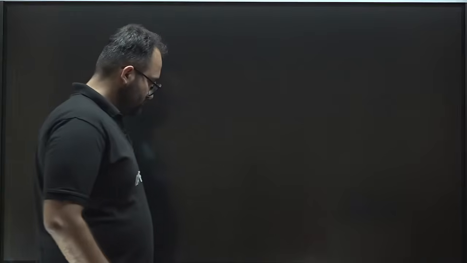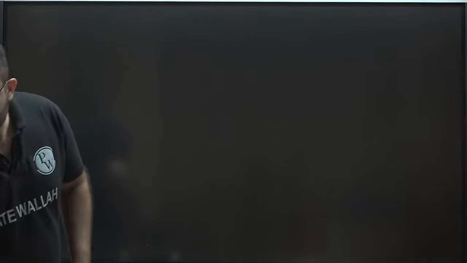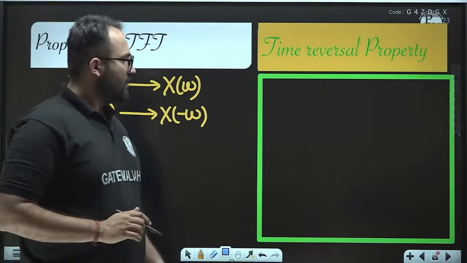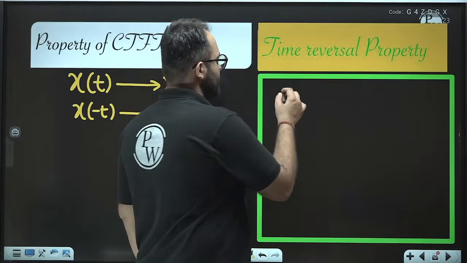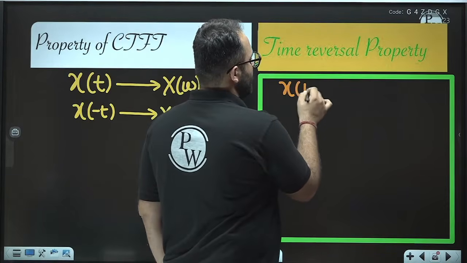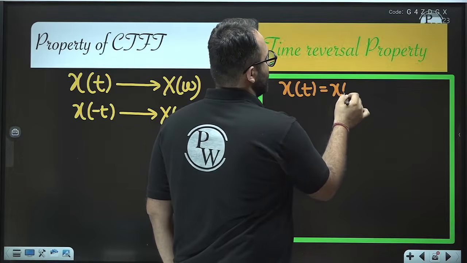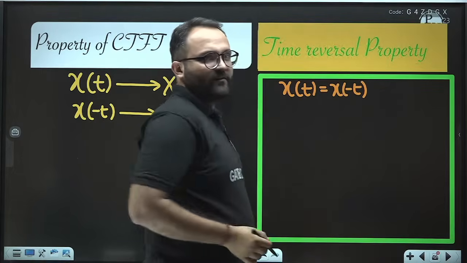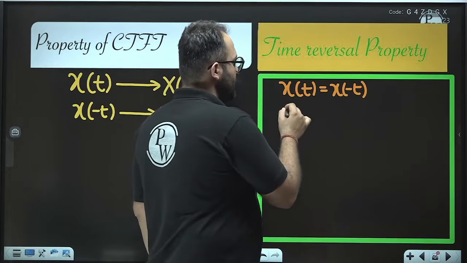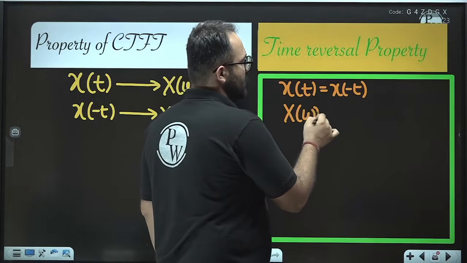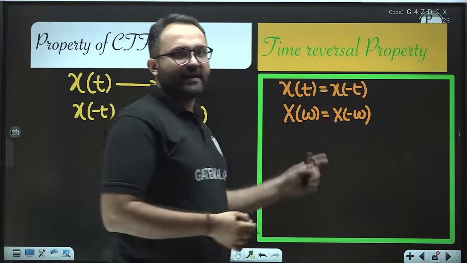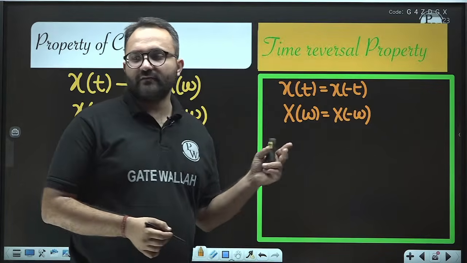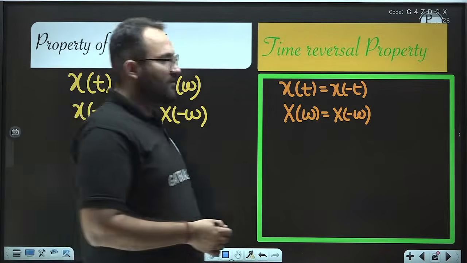If x(t) is even, so we can say that if x(t) is even, x(t) is equal to x(-t), then using this property we can say that X(ω) will be equal to X(-ω). So we can say that if x(t) is even, or the signal is even, then the Fourier transform is also even.